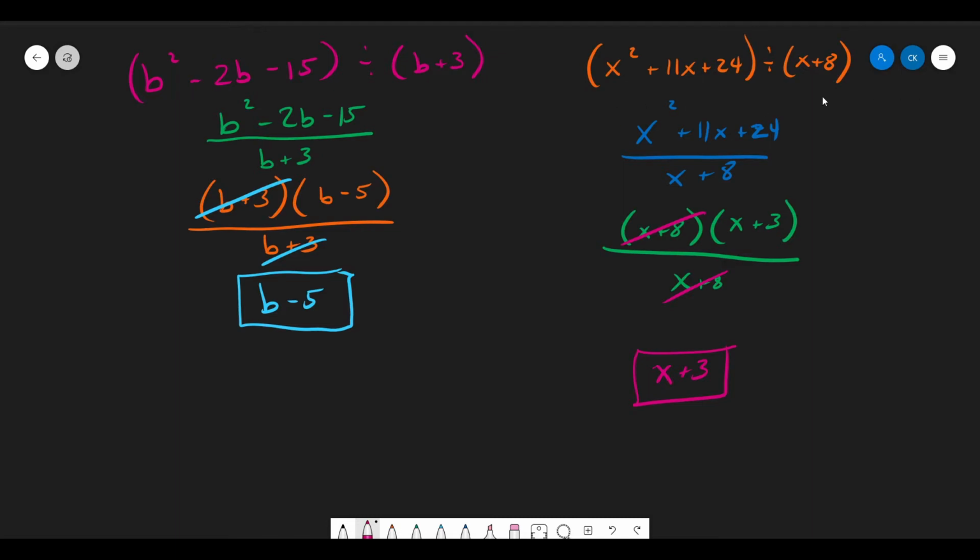Now for the second one here, same thing. Take the first part, put it on top. Take the second part, put it on bottom. Because we're dividing by a binomial or a polynomial, we can't just take each number up here and divide it by this. We have to factor the top. Two numbers that multiply to get 24 and add to get 11 are positive 8 and positive 3. So the top part will factor out to be x plus 8, x plus 3. I see an x plus 8 on top. I see an x plus 8 on bottom. Those are going to cancel out. And again, I'm left with just the x plus 3.